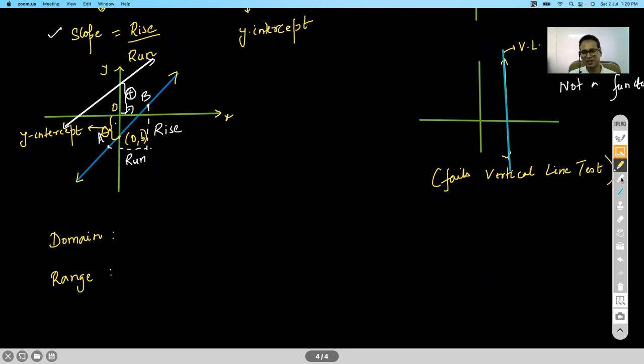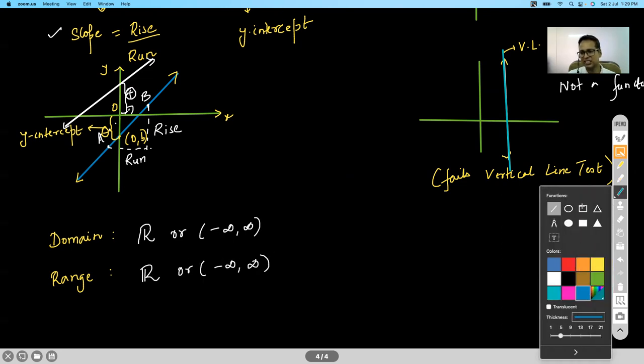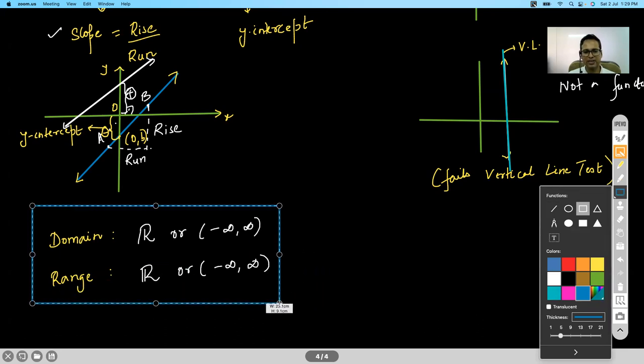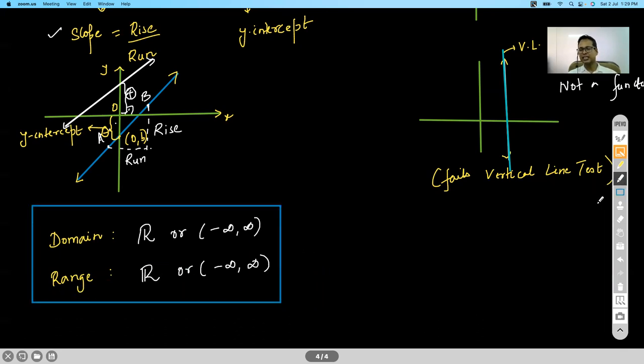Right. So the domain will again be the set of all real numbers, or from minus infinity to infinity. The range will also be all real numbers, that is minus infinity to infinity. Okay. So please make a note of this. This is going to be your domain and range of any linear polynomial.